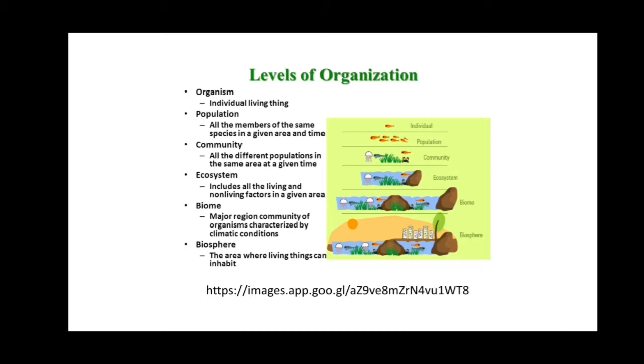So there are levels of organization. The individual level of organization is the organism. After that, population. As we know, a population is a group of species that are interbreeders. Again, community: all the different populations in the same area at a given time. Ecosystem includes all living and non-living factors in a given area. After that, biome and biosphere. This is the hierarchical level of organization we studied in the last lecture.